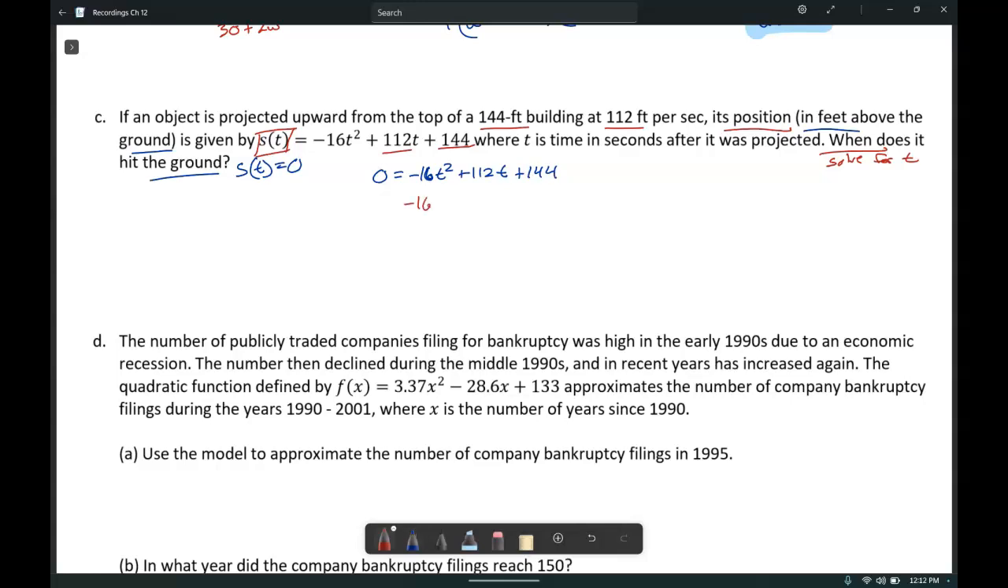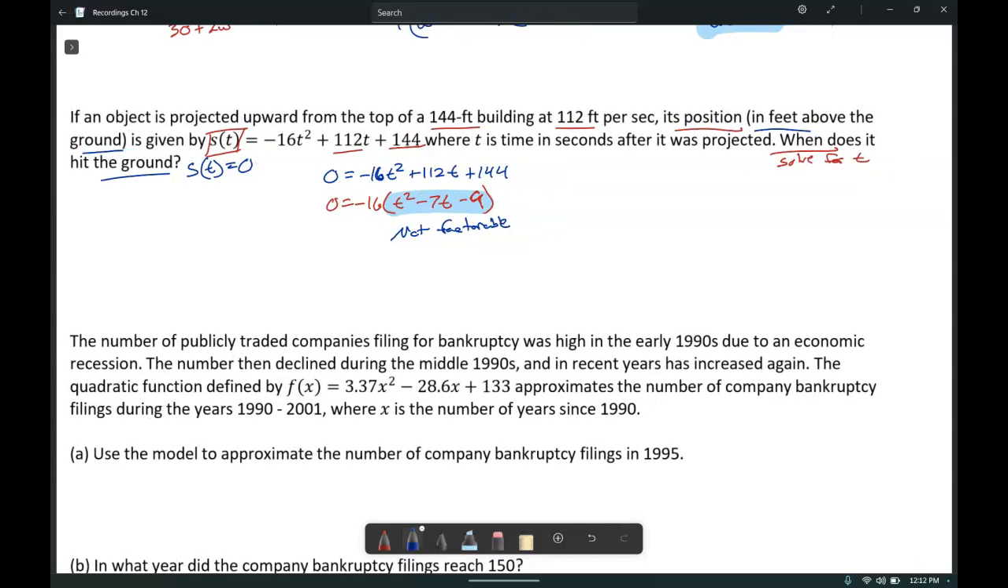When we factor out our GCF, we find that we have the following quadratic. However, this quadratic is not factorable. Therefore, we have to use our quadratic formula. Negative b plus or minus the square root b squared minus 4ac all over 2a, which simplifies to 7 plus or minus the square root of 85 over 2.